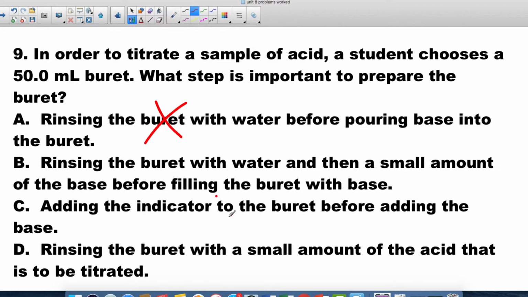If you add the indicator to the burette, that's not really helping matters, because we always add indicator to the thing being titrated in the beaker or Erlenmeyer flask. If you add acid to the burette, then when you add in the base, some of it will already be neutralized before you even start the titration.